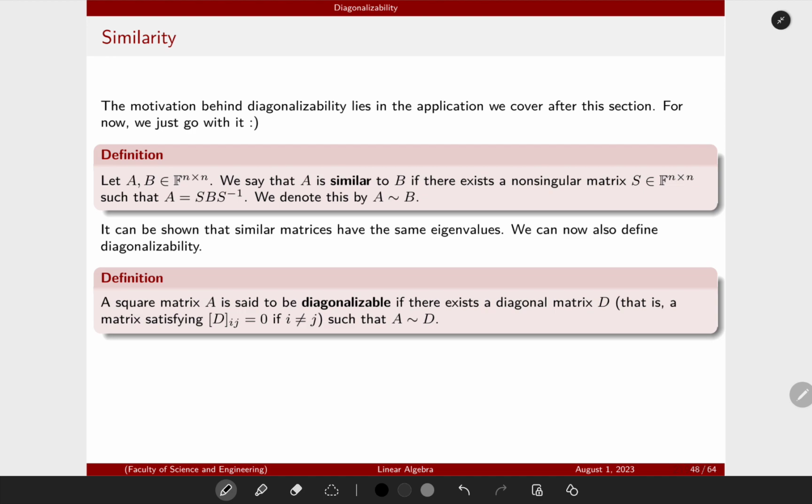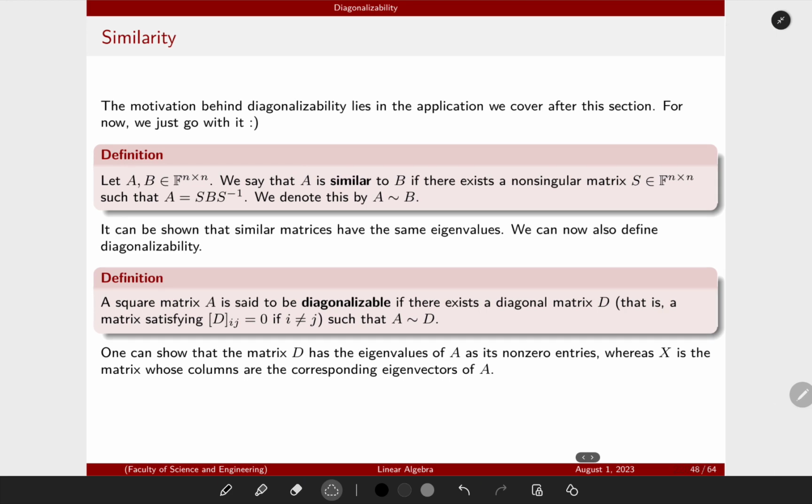And basically why this property is important is that we can show that this matrix D will have the eigenvalues of A on its diagonal, and X is a matrix whose columns are eigenvectors of A. The way of showing this is a bit complicated, so I omit it here, but it is an important fact that we will need in our application that we will see later. So now we want to investigate for which matrices it holds that A is diagonalizable, so there exists this diagonal matrix D such that A is similar to it.